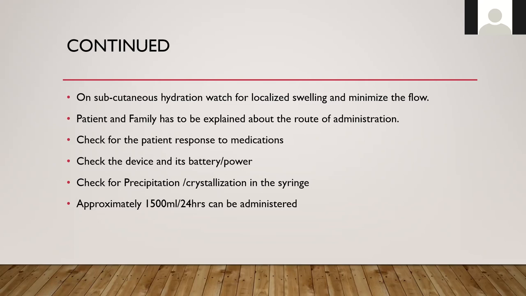Check the device and its battery power. This is another point to see. We have two kinds of devices. One is a power supply device, which you can fix only at the bedside. On the other side, we also have a mobile one, which I have shown you, the continuous subcutaneous syringe drive. This is very portable. It is very old. We got this from a British hospice in England, more than 10 years ago. Out of five, we have four still working. It is very portable, just like your mobile phone. You just have to fix the syringe above it, and it also has a pouch so that it can be fixed to the patient's body.